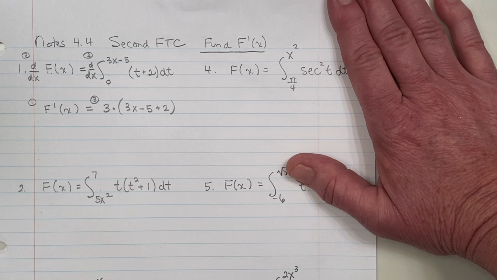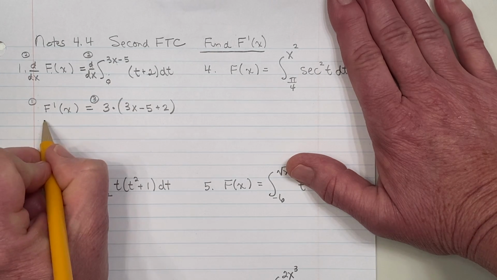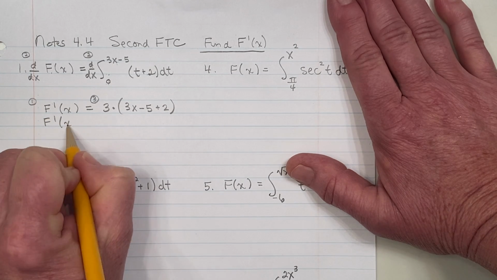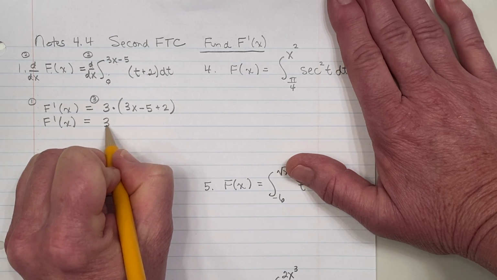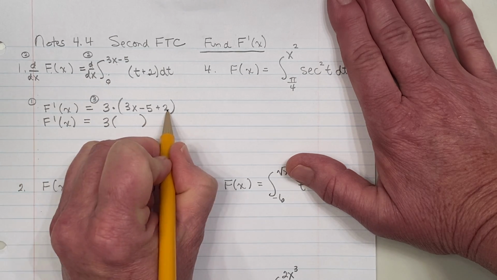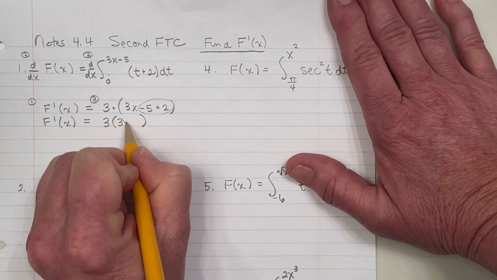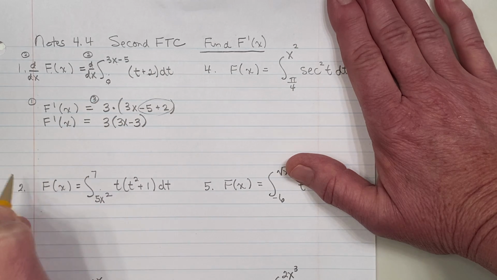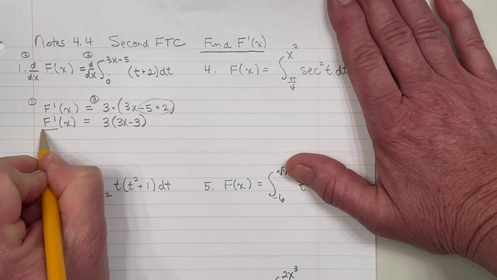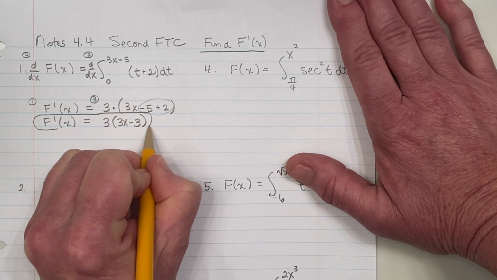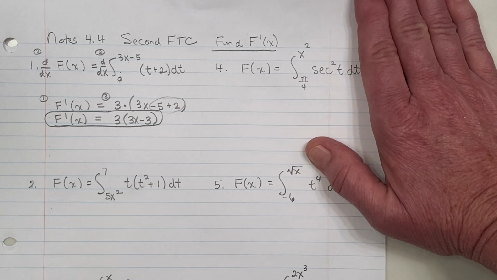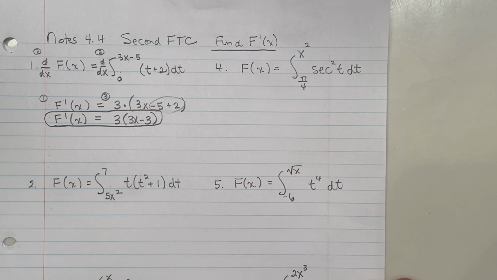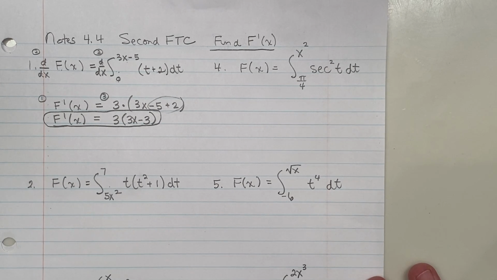Other than a cleanup, we're finished. So cleaning up, capital F prime of x is equal to 3 times, and I'm going to come in parentheses, clean up, and get 3x minus 3. You could distribute that 3 if you wanted to and get 9x minus 9, but that's not really a part of the cleanup, unless you want it to be, in which case it's a correct answer as well.